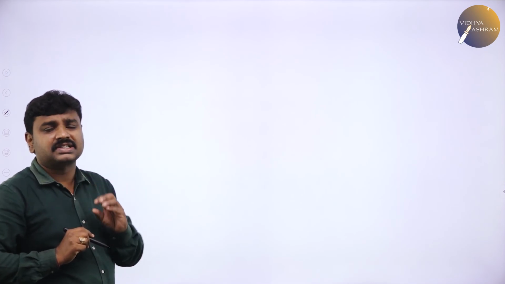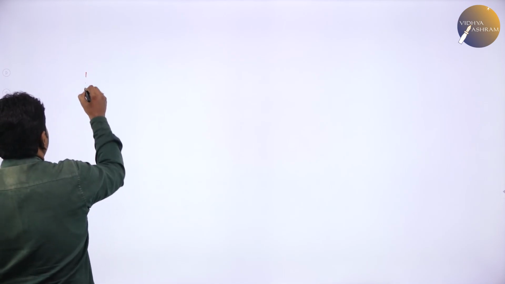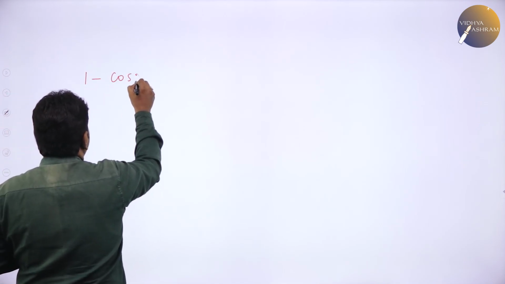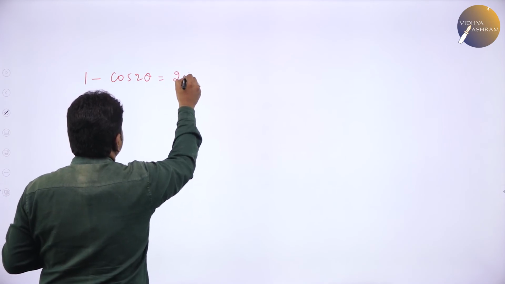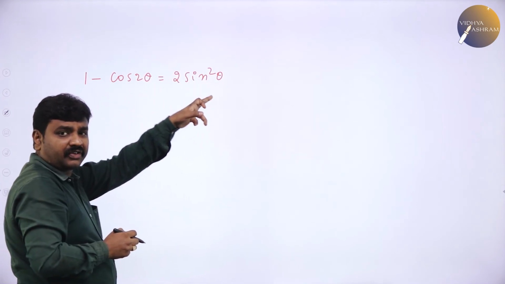Here, multiple angles: cos 2 theta. All of you know cos 2 theta can be written as cos square theta minus sin square theta. You can write 1 minus 2 sin square theta. You can write 2 cos square theta minus 1. But remember this result. What is 1 minus cos 2 theta? 1 minus cos 2 theta is 2 sin square theta. What is the conclusion? This 2 becomes half of it.